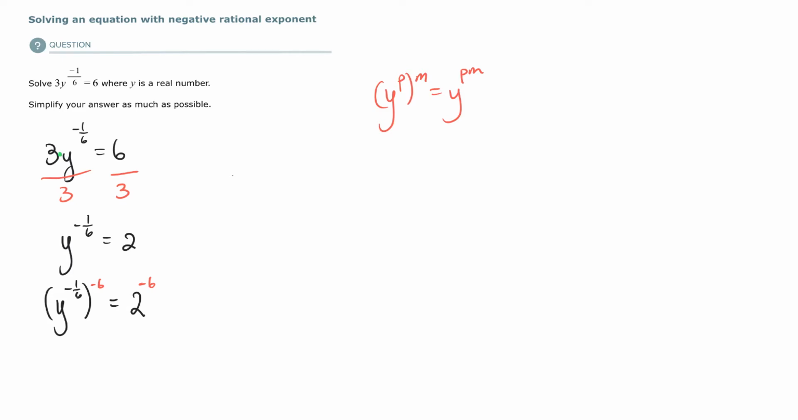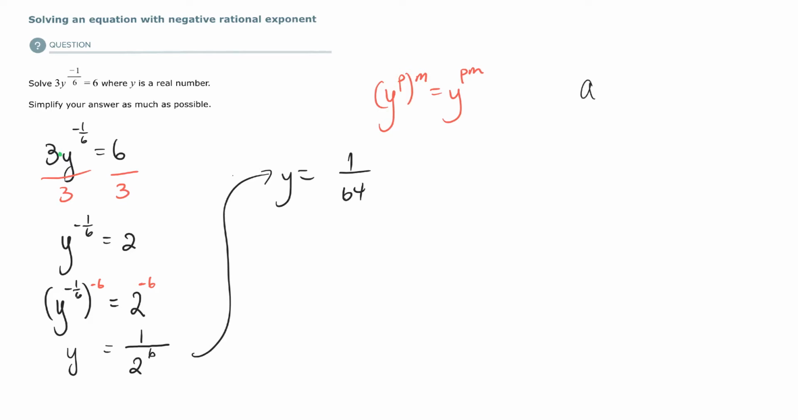So what are we writing next? y here, or y to the first power, which is just y, is equal to 2 to the negative 6. And what is 2 to the negative 6? Remember, that is just a reciprocal. 1 over 2 raised to the 6th power. And then therefore, y is equal to 1 over 64.